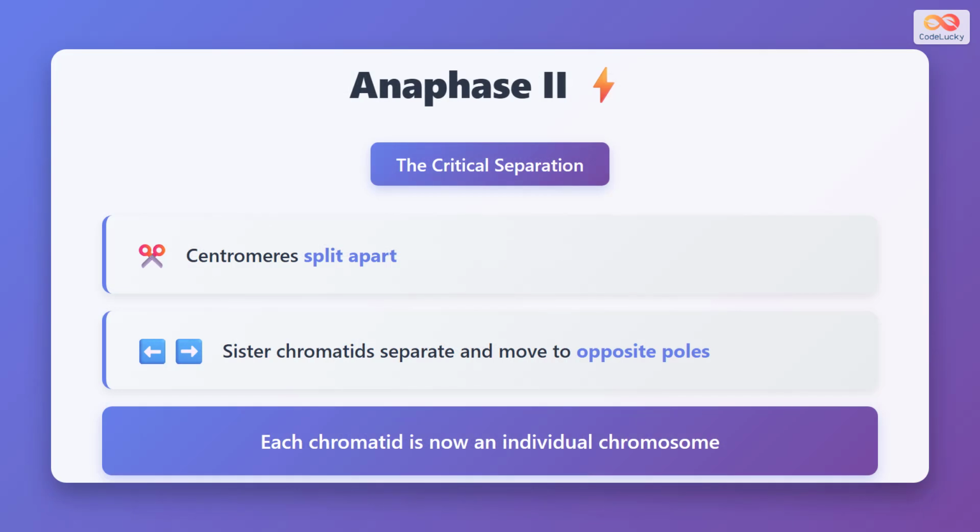Anaphase II is the critical separation phase. The centromeres holding sister chromatids together split apart. Once separated, the sister chromatids move to opposite poles of the cell, pulled by the spindle fibers. This is a crucial moment because each chromatid is now considered an individual chromosome. The cell is preparing to divide these newly separated chromosomes into different daughter cells.